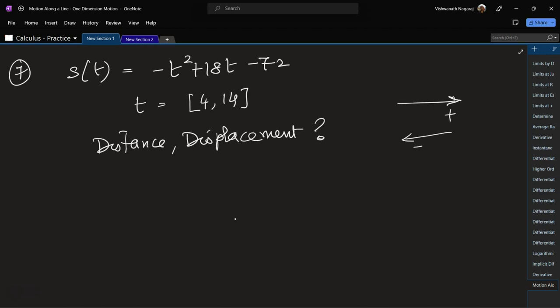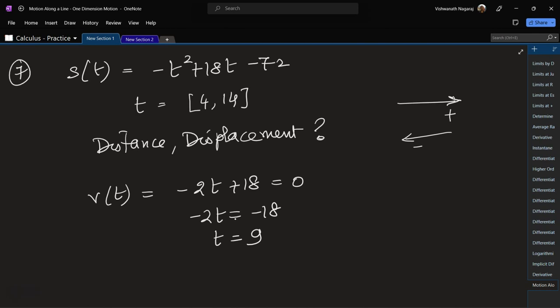So to figure out whether it changes direction in between, we have to know exactly when the velocity is zero. So velocity would be what? Minus 2t plus 18. And we equate it to zero to figure out at what time this direction changes. So this would be minus 2t equal to minus 18, that is t equal to 9. So at time equal to 9, the object changes direction.